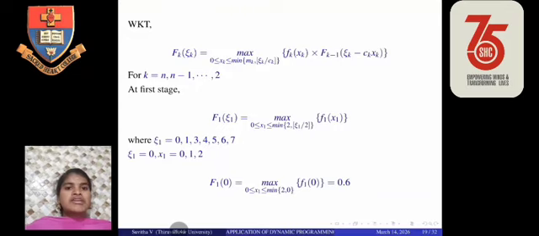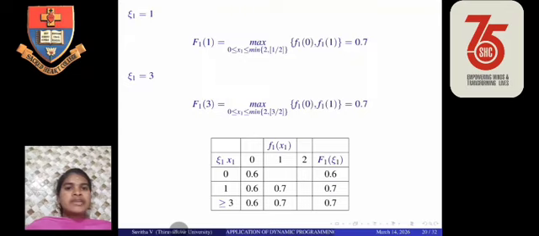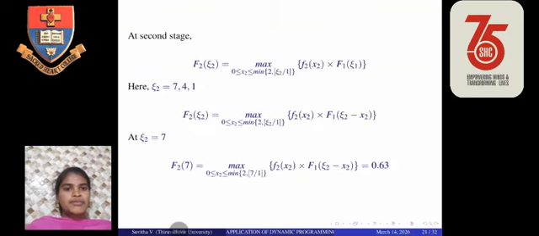If we put psi1 equal to 0, we get the value 0.6. If psi1 equal to 1, we get the value 0.7. If psi1 equal to 3 or more than 3, we get the value 0.7, which is demonstrated in the table below.